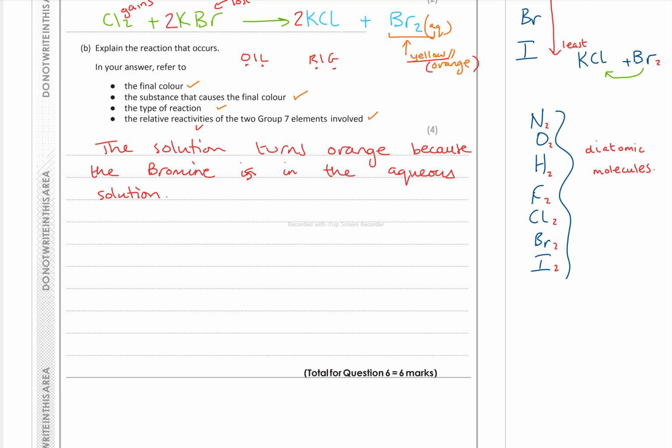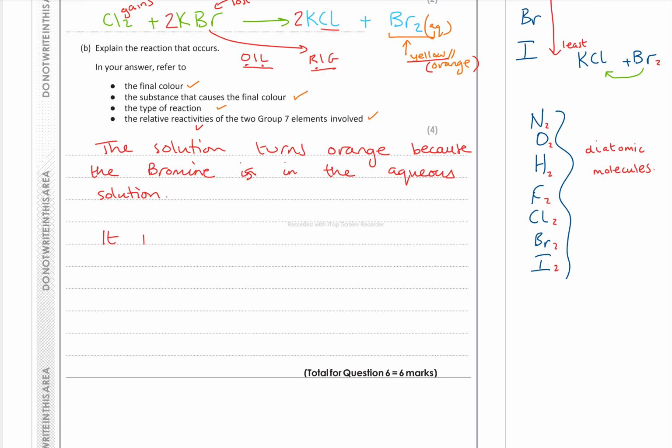Right. What type of reaction is it? You can say it's a displacement because bromine has been displaced, and it's a redox reaction as well because bromide has lost an electron to become a bromine atom and then a bromine molecule, and chlorine has gained an electron to become a chloride ion here. So we can say it is a redox reaction.